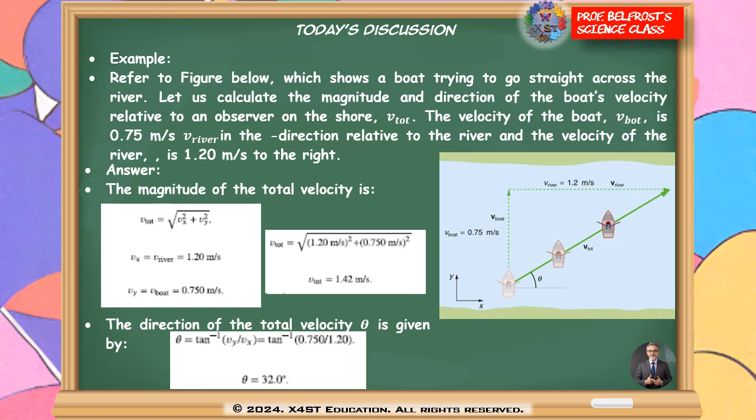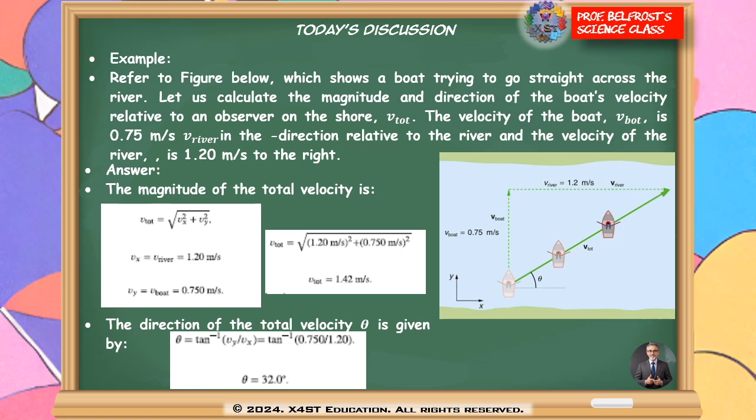So let's practice by using this example. Please refer to the figure on the right of the slide, which shows a boat trying to go straight across the river. Here the velocity of the boat, v boat, is 0.75 meters per second. The river is 1.20 meters per second to the right. And now we are asked to find the total velocity of the boat relative to the shoreline.